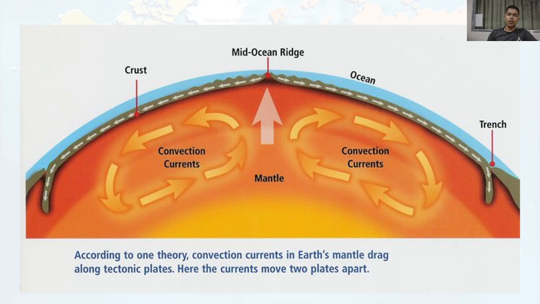So here we have the convection currents. As you can see, in the mantle there is molten magma, and due to the very high temperature, it rises, forming a convection current. It rotates. According to one theory, convection currents in Earth's mantle drag along tectonic plates. Here, the currents move two plates apart. Since it moves, the lithosphere or the crust follows the movement of the convection current, and then a mid-ocean ridge is created. This is on the divergent plate boundaries. That is plate movement.